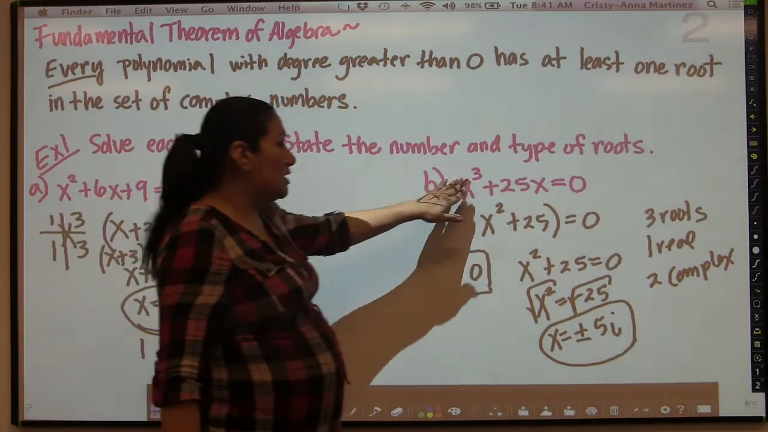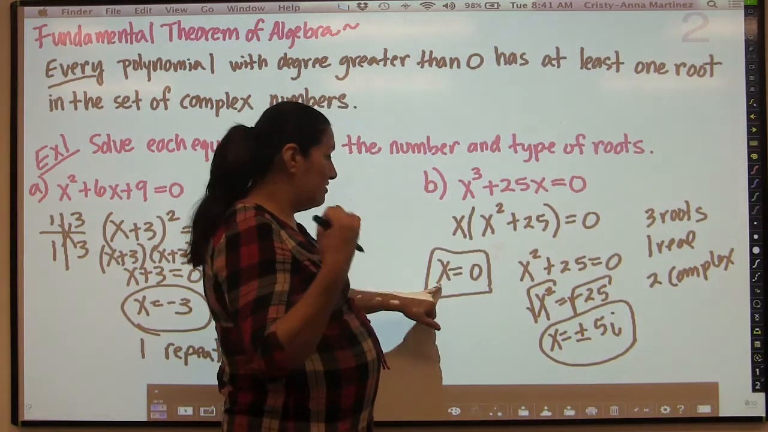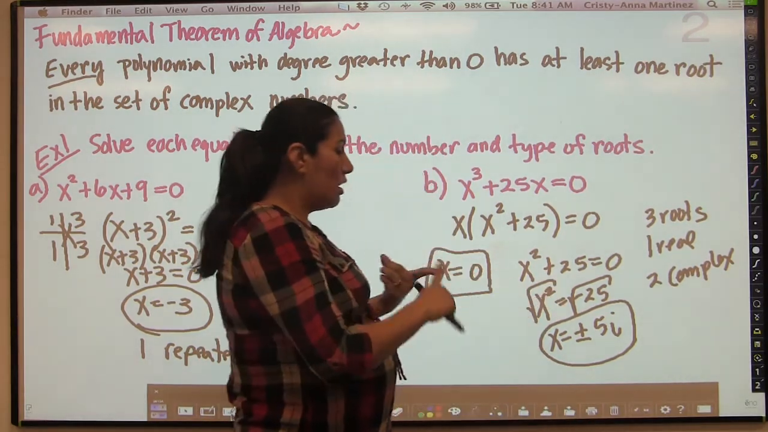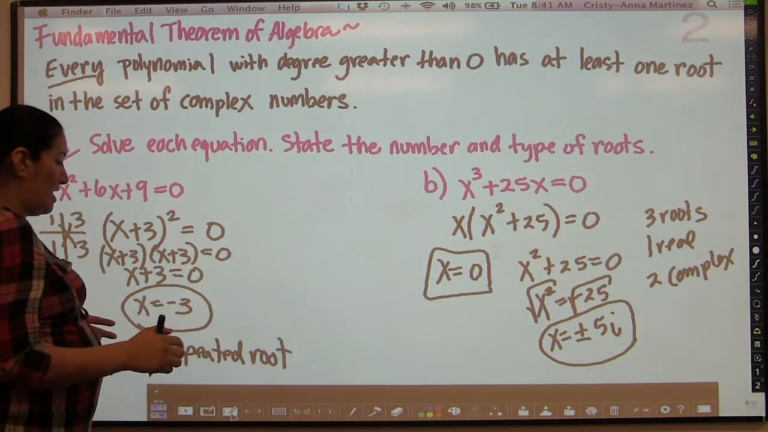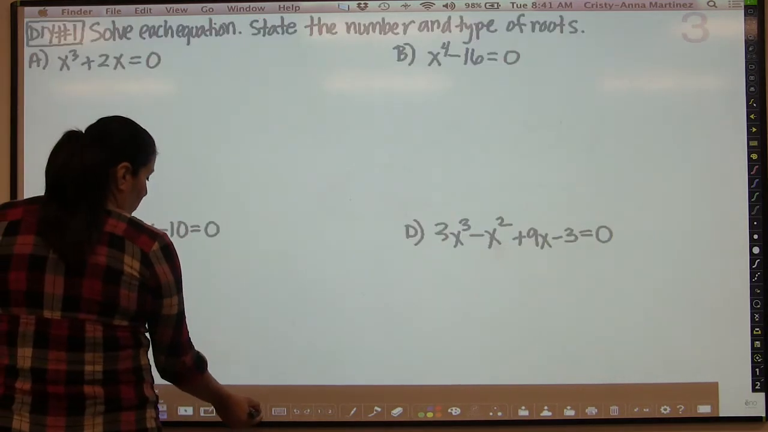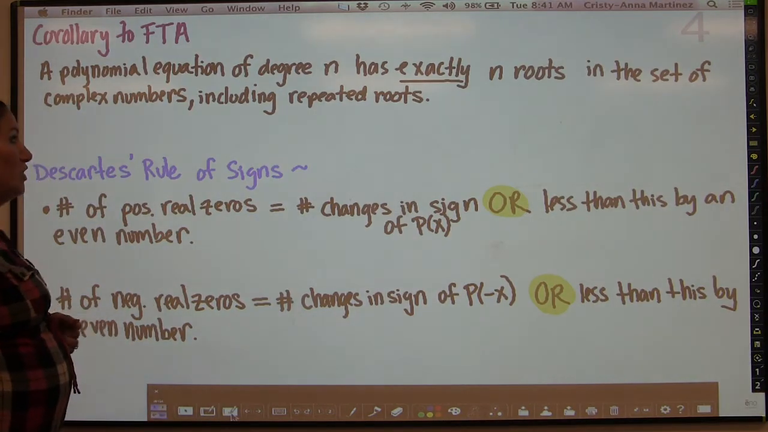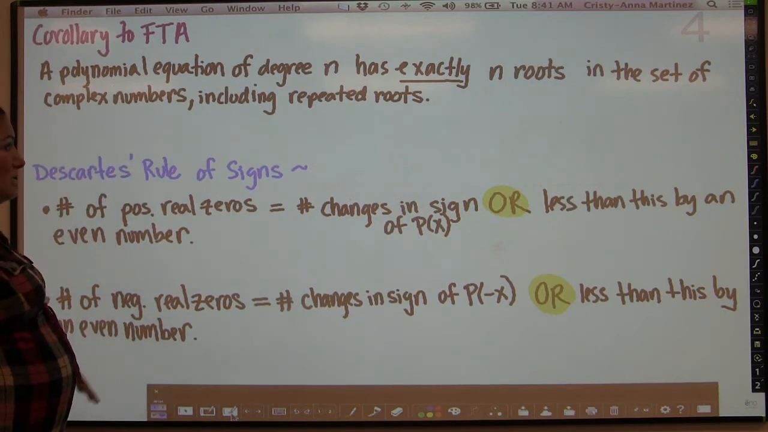Over here you have x cubed, so n equals 3, so you're supposed to have 3 roots, and we do. We have the 0, the positive 5i, and the negative 5i. So once you include complex and all the repeated roots, that's what the corollary to the fundamental theorem of algebra is telling us: depending on the degree of the polynomial, that's how many roots it's going to have.